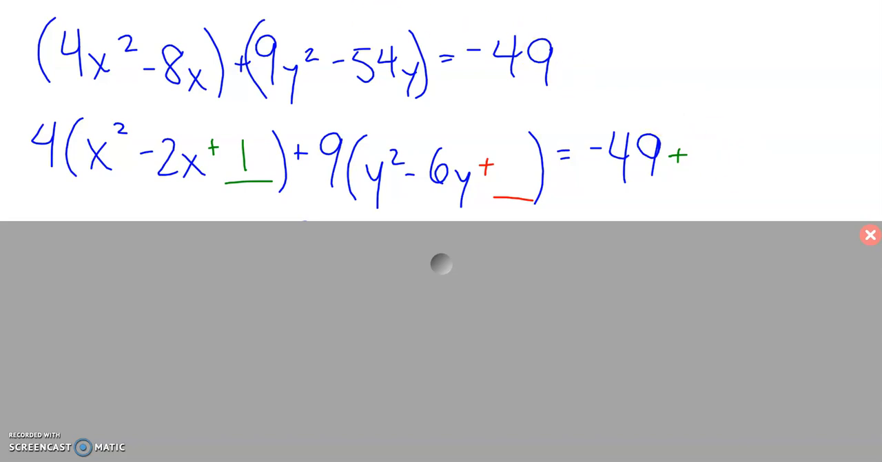So 4 times 1 is just 4. So to keep it balanced, I have to actually add a 4 to the right side of the equation. And then here, half of negative 6 is negative 3. I square that, I get 9.